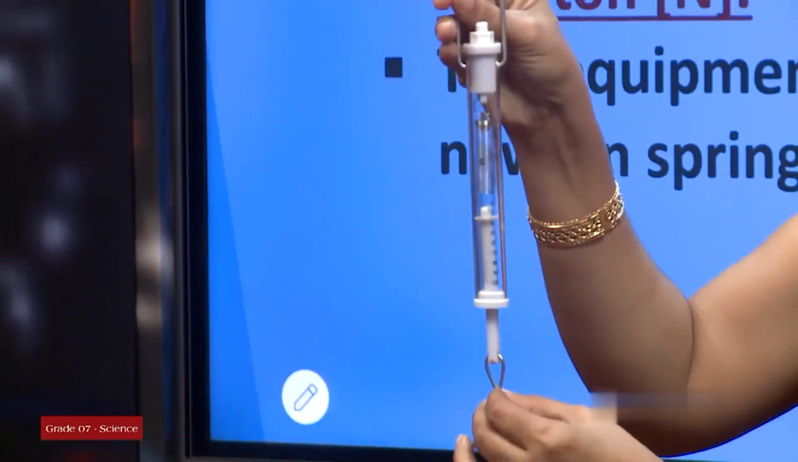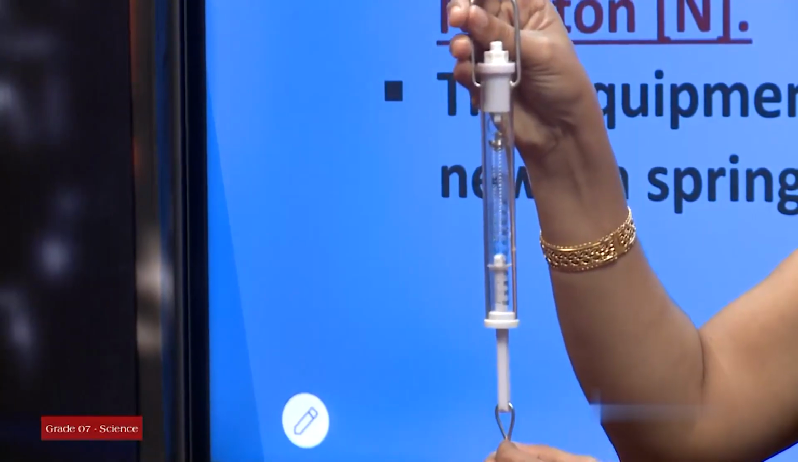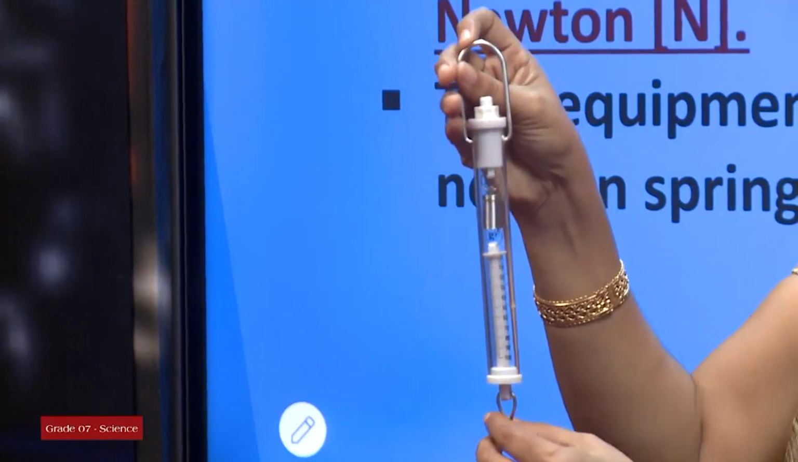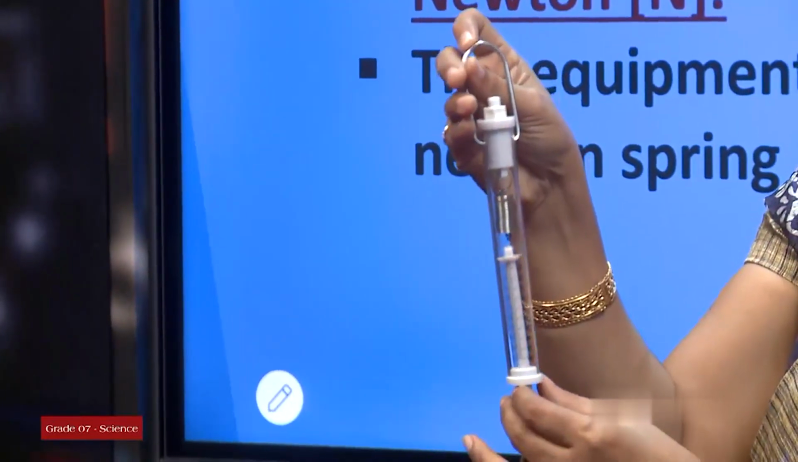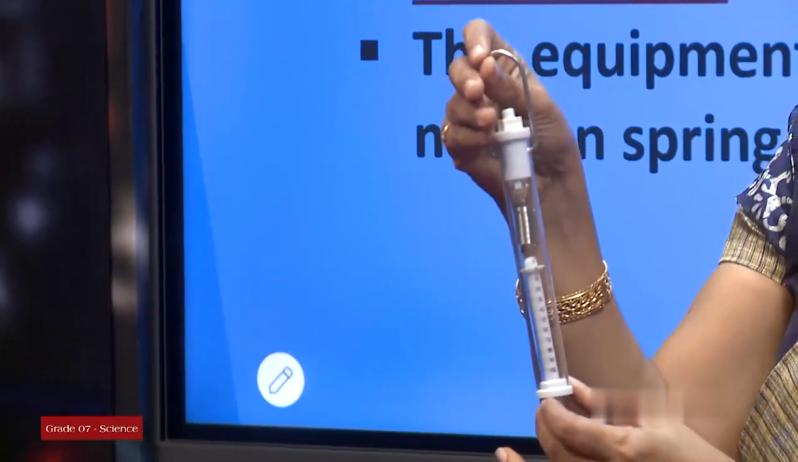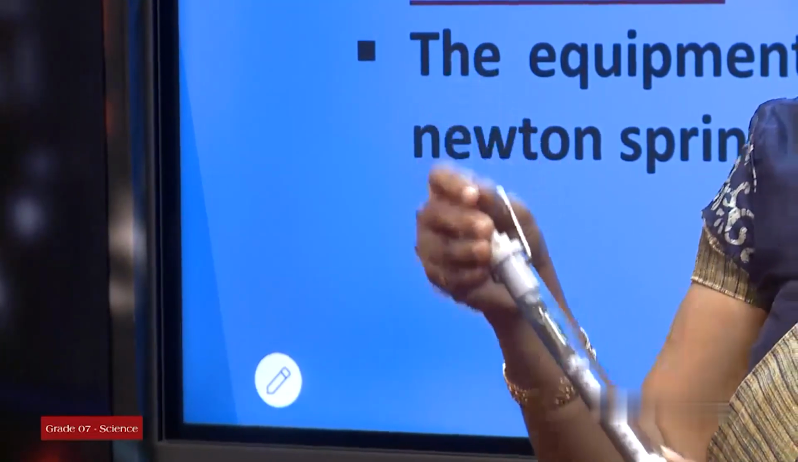There is a spring inside the balance. There is a spring, right? This is a Newton spring balance. I think you all have seen it and you all have used it in activities in science.